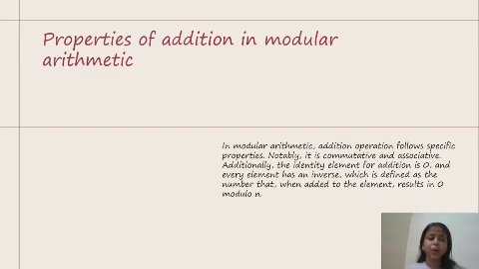We'll talk about the properties of addition in modular arithmetic. In modular arithmetic, the addition operation follows specific properties. It is commutative and associative. Additionally, the identity element for addition is 0, and every element has an inverse, which is defined as the number that, when added to the element, results in 0 modulo n.